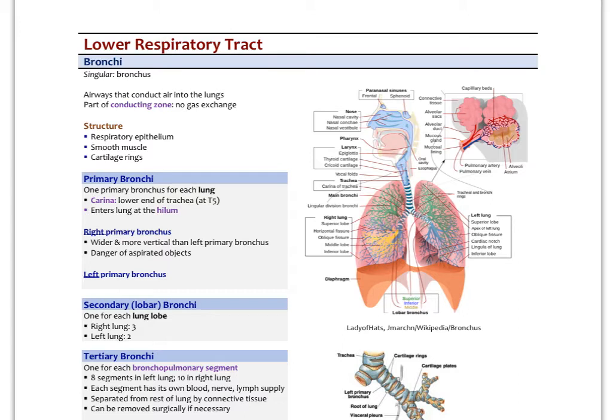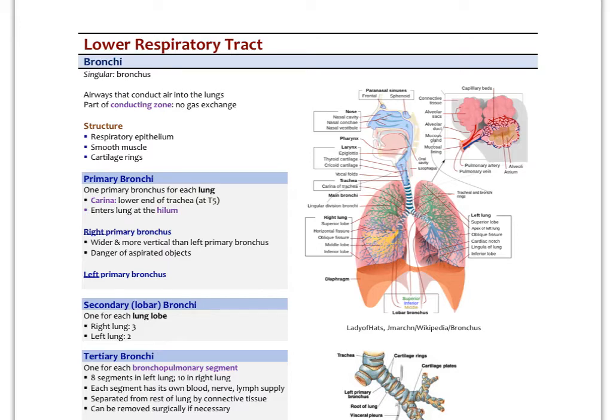Again, singular bronchus. These are part of the conducting zone. There's no gas exchange that happens here. They have respiratory epithelium. They're made of smooth muscle and they have cartilage rings. So all the bronchi, primary, secondary, tertiary, have cartilage rings.